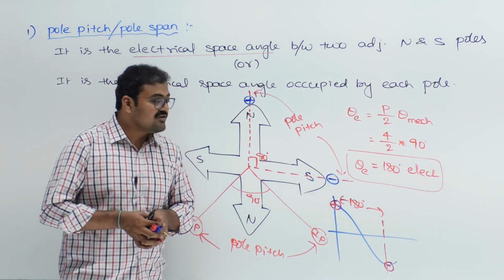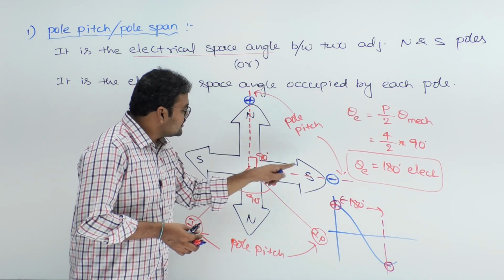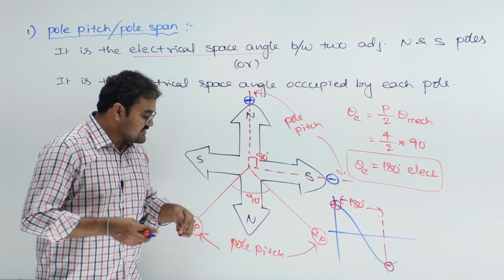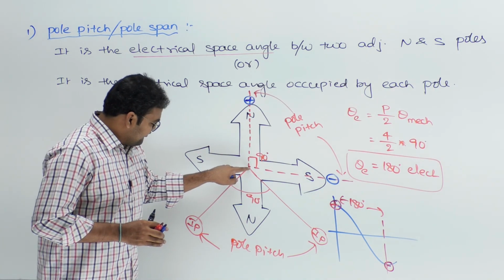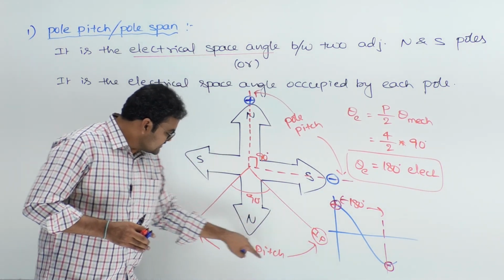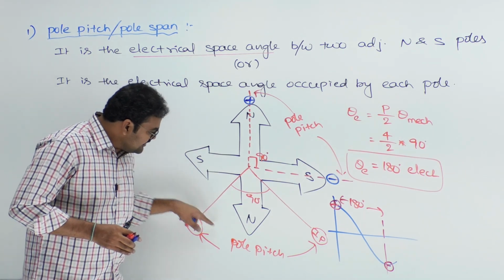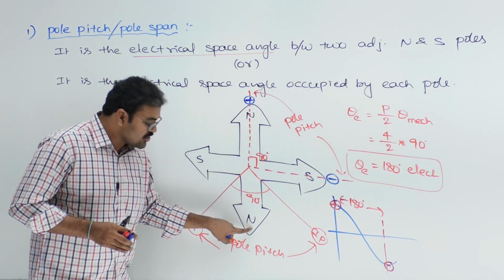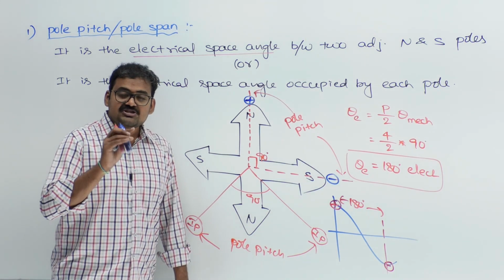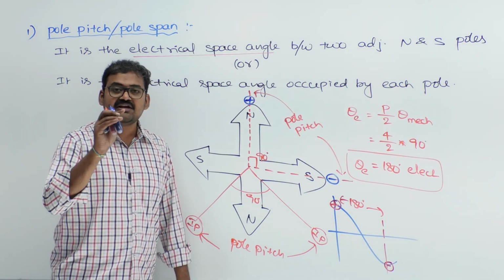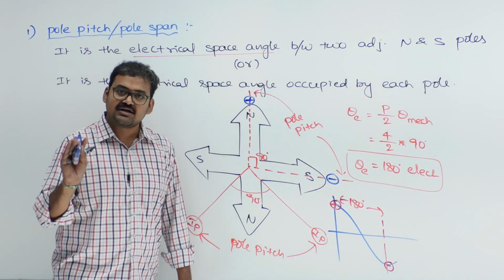It is the angle between two adjacent north and south poles, or it is the angle occupied by one complete pole. From this interpolar axis to this interpolar axis, there will be exactly one pole effect, that is north pole effect, that is also called pole pitch. So pole pitch is always 180 degrees electrical. Okay.